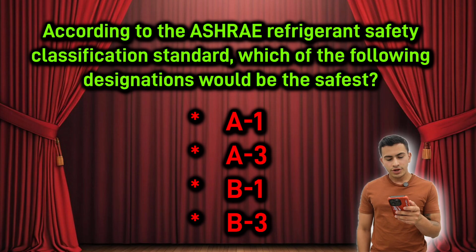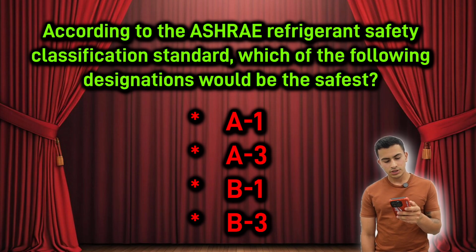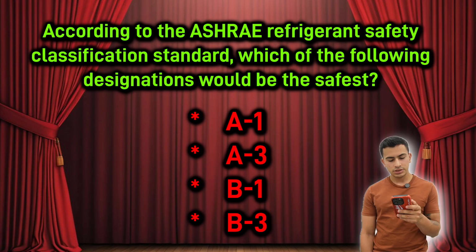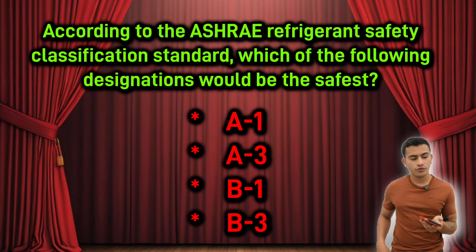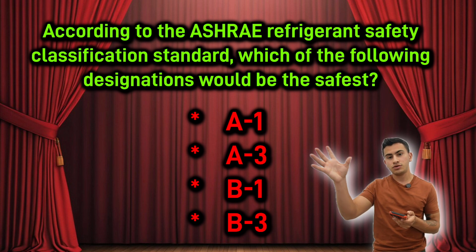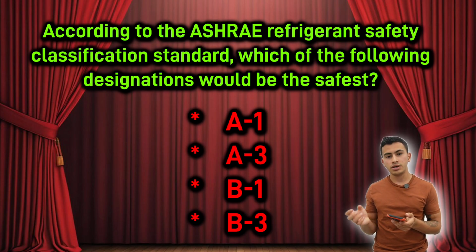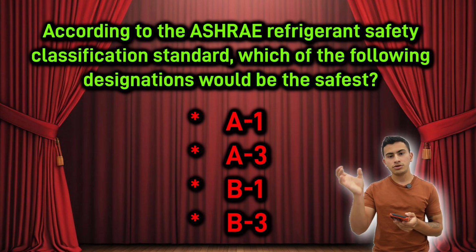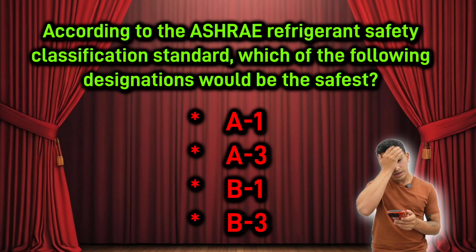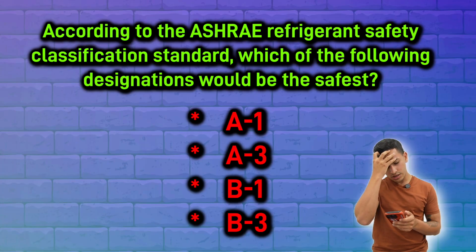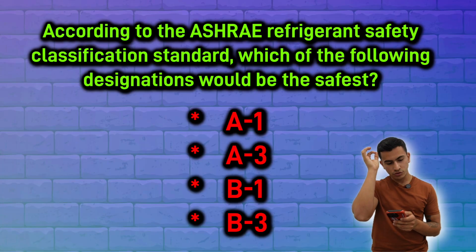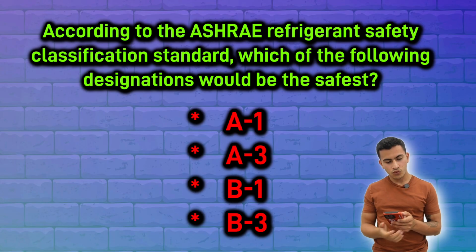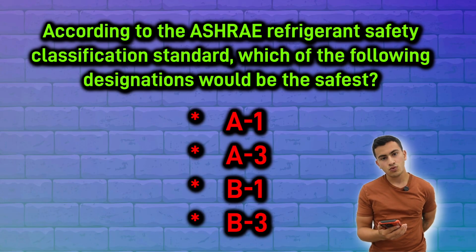According to ASHRAE Refrigerant Safety Classification Standard, which of the following designations would be the safest? So, and this one is the safest. I will actually put a picture right here so you can see it, but in your book it does have it. But for 21 it will be, for 23, I'm sorry, for 23 that will be A1.